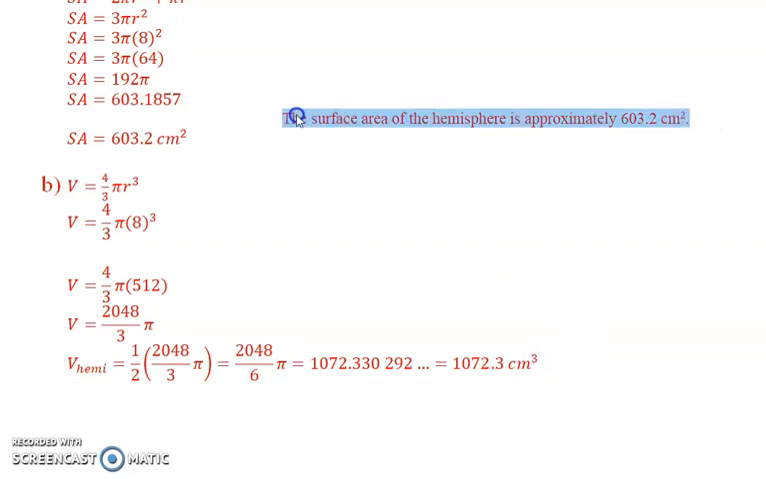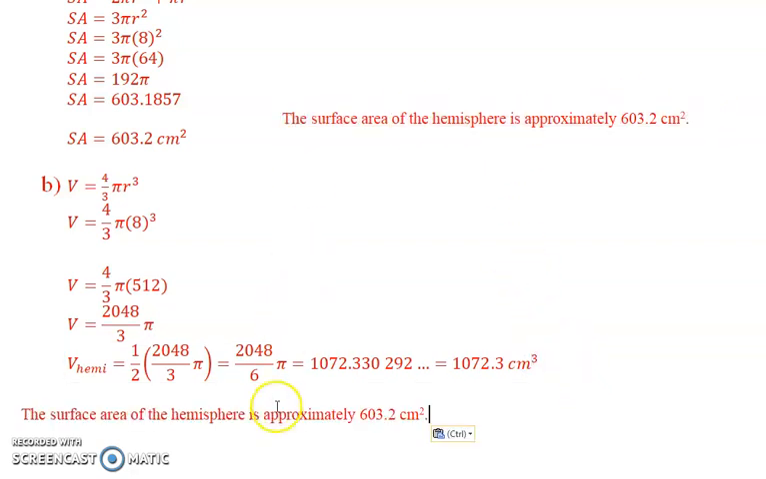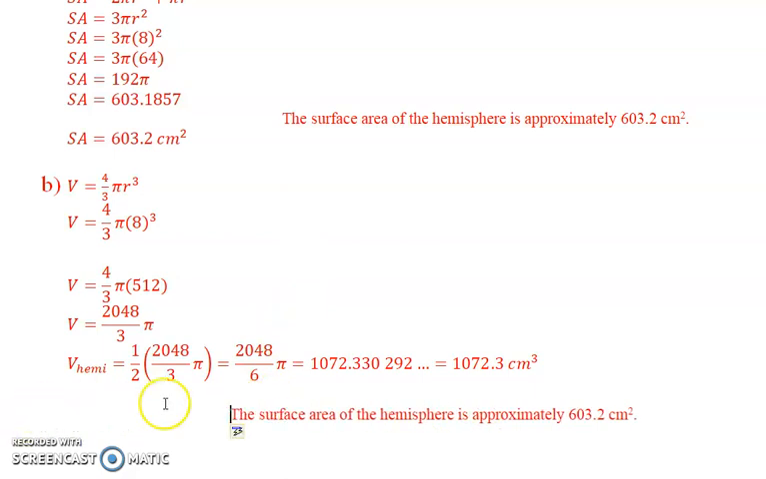So I'll write a sentence: the volume of the hemisphere is approximately equal to 1072.3 centimeters cubed.